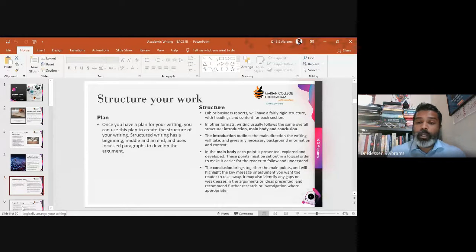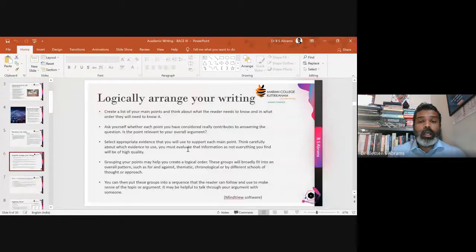As mentioned in the body paragraphs, the main body paragraphs, it should be logically arranged. Create a list of your main points and think about what the reader needs to know and in what order they will need to know it. You can bring in from history, you can bring in from the immediate history, and then the current situation. It all depends upon the topic that you receive. It all depends upon how logically you arrange the topics, how logically you arrange your points, your point of view in these main body paragraphs.